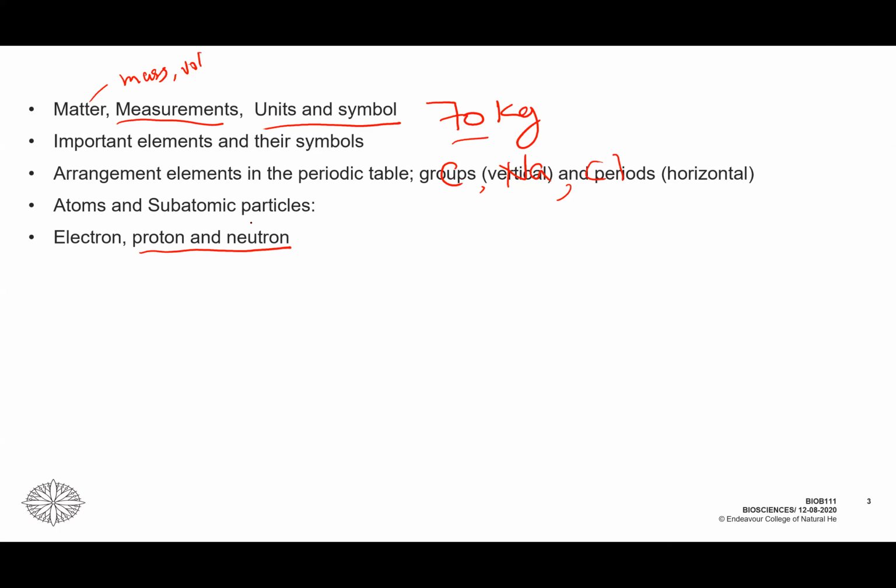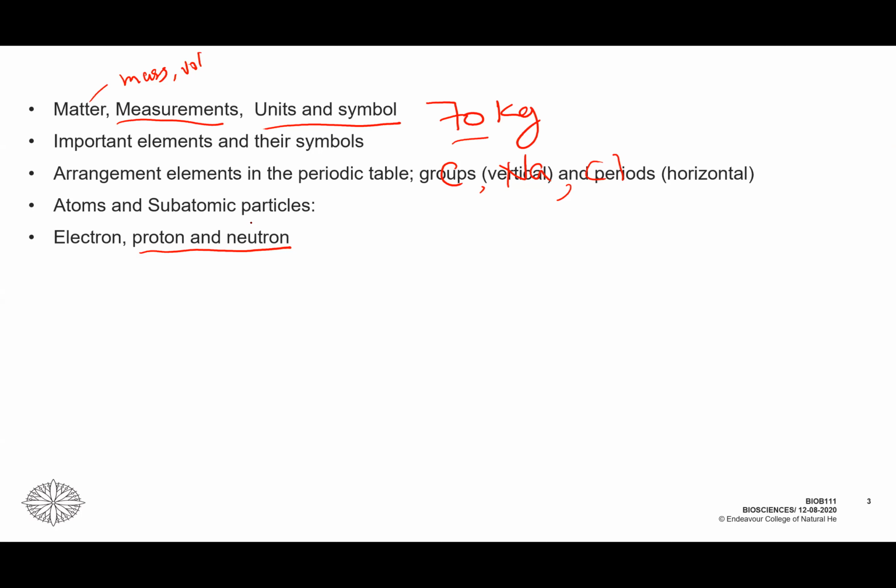Electrons are, what is the charge of electron? Negative. Negative charge. Protons, positive. Neutrons, neutral. Electrons don't have mass or negligible mass. Protons and neutrons are the ones that have mass. One atomic mass unit for one proton and one atomic mass unit for one neutron. So if you have an element with one proton and one neutron, you add that, that will be the mass. You don't add the number of electrons to that because electron mass is negligible. Is it clear?